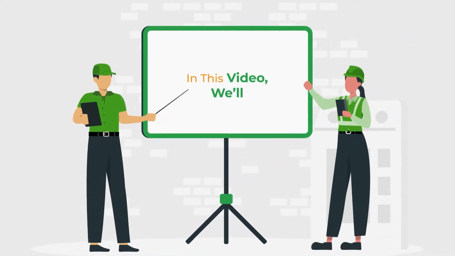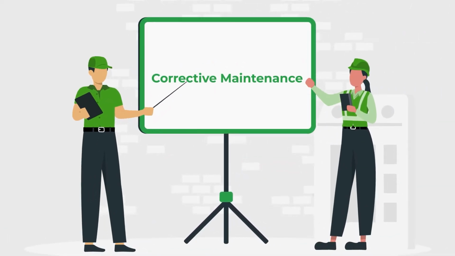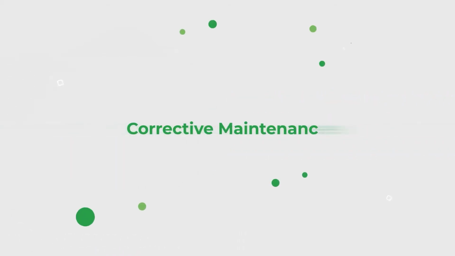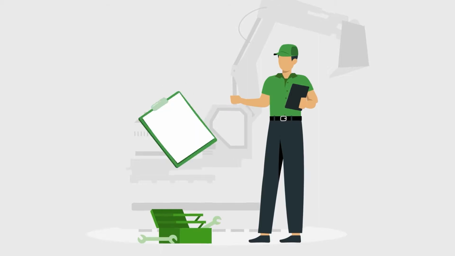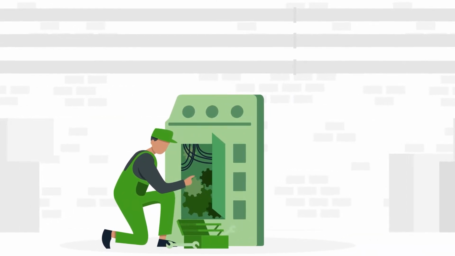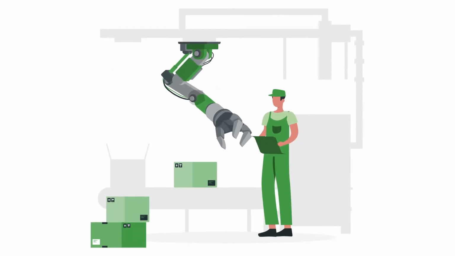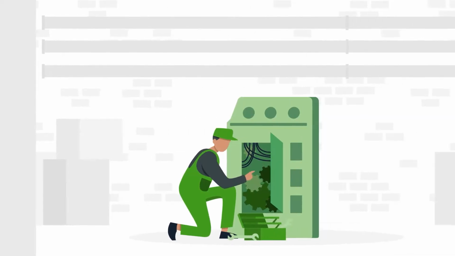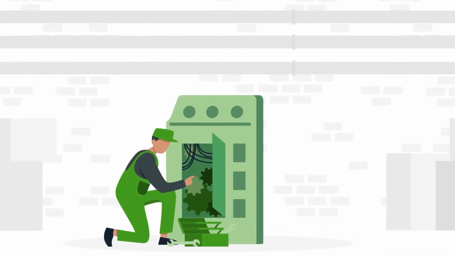In this video, we'll define corrective maintenance and look at the different types of corrective maintenance. Corrective maintenance refers to any maintenance task a company performs to restore equipment, machines, or systems to proper working order. Corrective maintenance could be performed for many reasons.